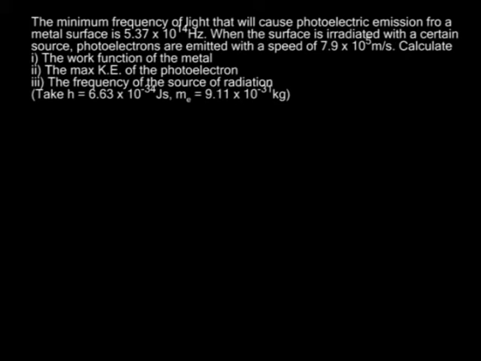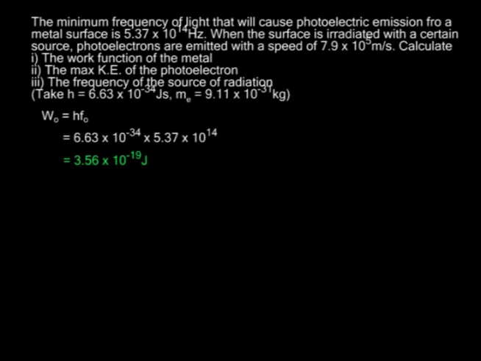2. The maximum kinetic energy of the photoelectron, and 3. The frequency of the source of irradiation. We have been given the Planck's constant and also the mass of an electron. Solution: work function W0 is equal to hf naught, and if you multiply that, we shall have 3.56 times 10 to power negative 19 joules.